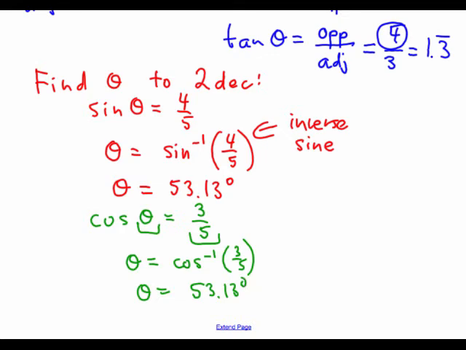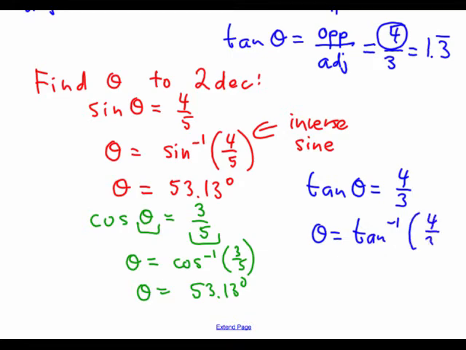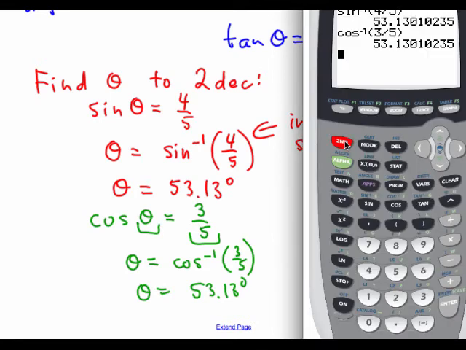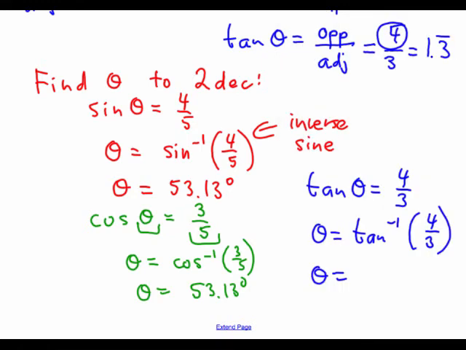And just for the record, let's do it for tangent as well. We knew the tangent was 4 over 3, so if I wanted to get the angle using tangent, I would enter inverse tangent 4 over 3. Second function tangent 4 divided by 3, and again 53.13 degrees.